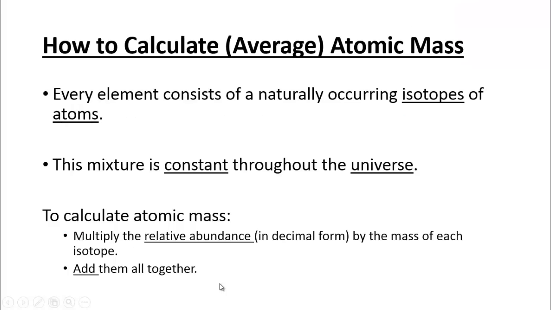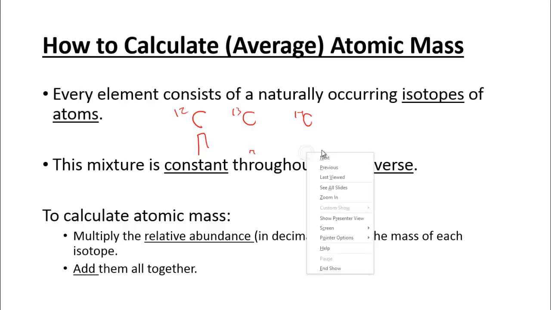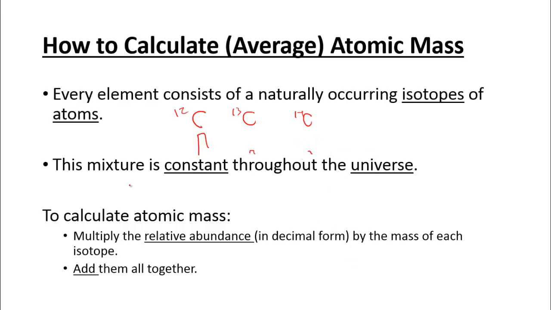So atomic mass is a weighted average of the atom's naturally occurring isotopes. And we have a way to calculate for that. So every element consists of naturally occurring isotopes of atoms. So again, like we have carbon-12, we have carbon-13, and we have carbon-14. They occur in different abundances. Carbon-12 is very abundant, carbon-13 is barely abundant, and carbon-14 there's just like a little bit of it. And that mixture though, it's a constant mixture. So anywhere in the universe we get this constant mixture of a lot of carbon-12, a little bit of 13, barely any carbon-14.